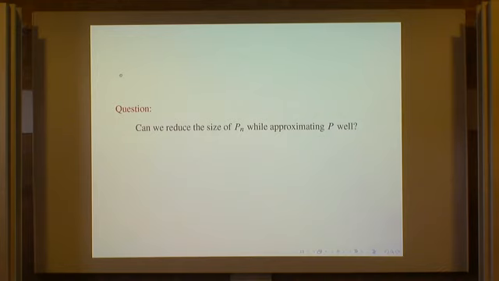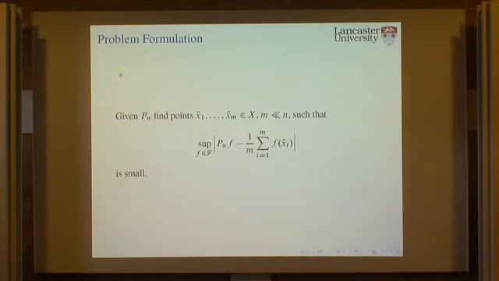So yeah, essentially, can we reduce the size of Pn while still approximating P with the same rate of convergence? I'll phrase it slightly differently. What I'm looking at here is, given Pn, so I have sample points x1 to xn, can I find a new set of samples, x tilde 1 to x tilde m, in my input space X, such that m is significantly smaller than n, and the difference between the empirical measure and my newly selected points is uniformly over f small. So that's essentially what I care about.